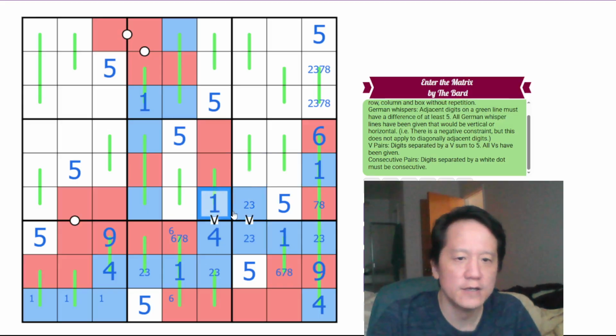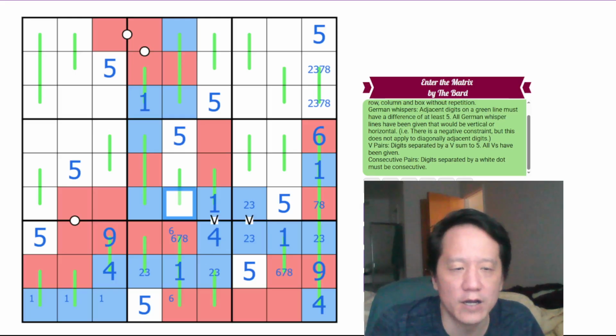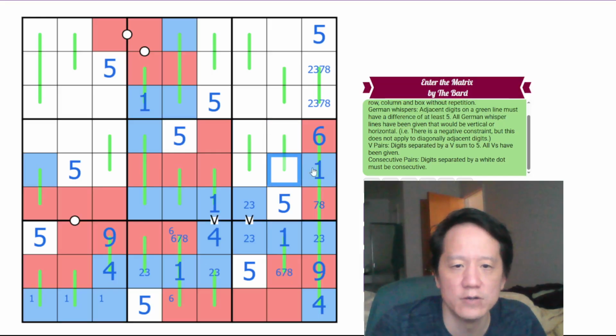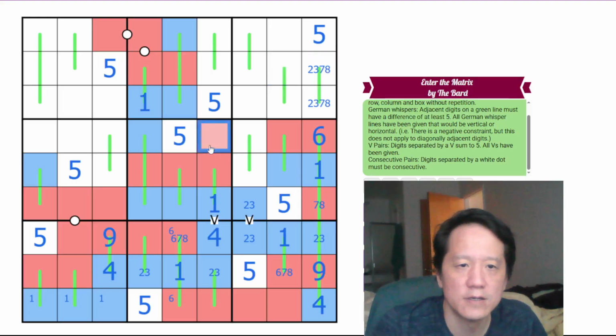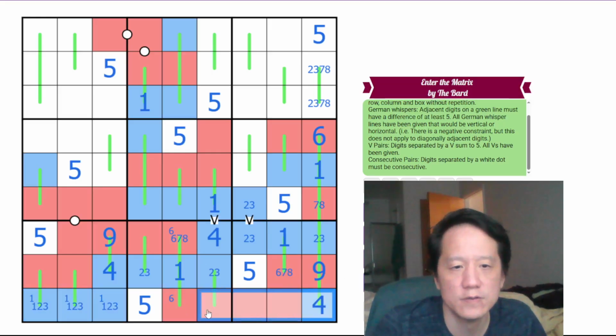And the 1, again, cannot be next to a high because there's no German whisper line between. So this is low, which makes this high, which makes this low. This low makes this a high. This can't be high because it's next to a 1. So this is low, which forces that to be high. This is a 1, 2, 3 triplet. 6 is one of these. 9 cannot be here.